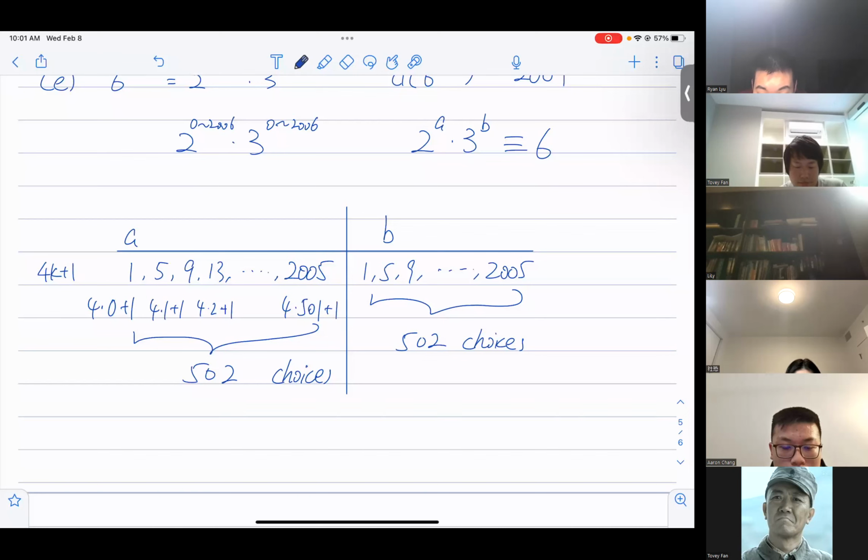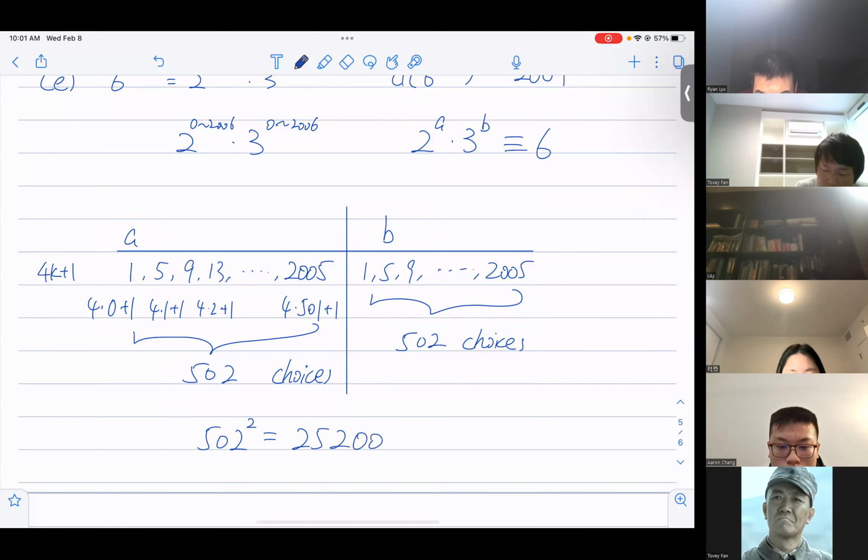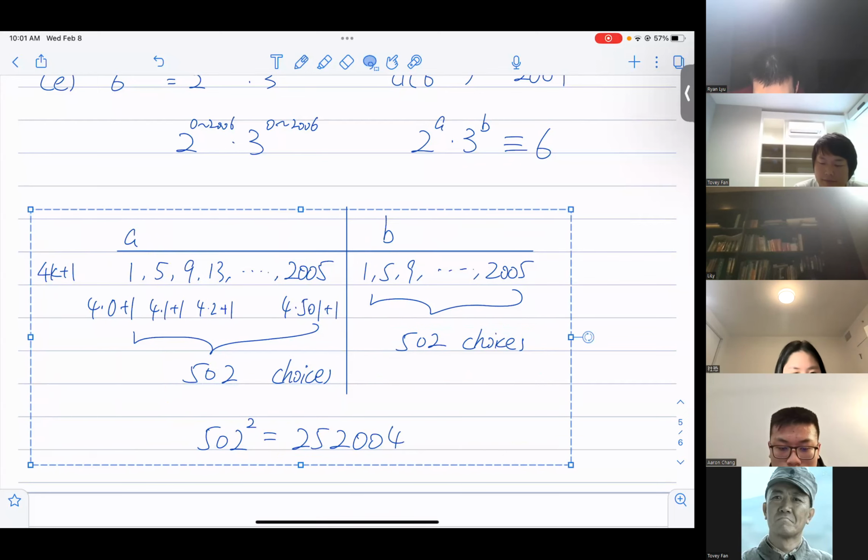where you find the number of numbers and find choices? Exactly, yeah, arithmetic sequence, yes. Okay, so we have this many choices for A, this many choices for B. So in this case, we have 502 squared, this many divisors. Okay, so 502 squared is 252,004. So this many divisors. This is only for the first case.